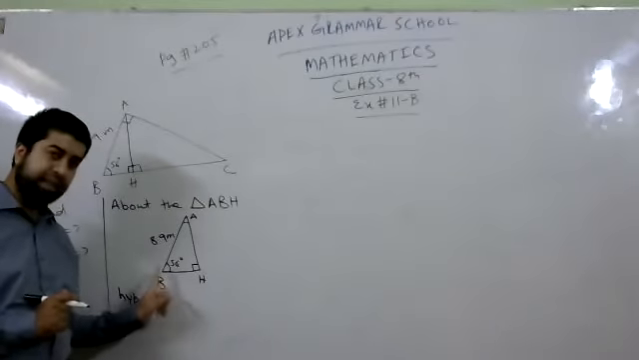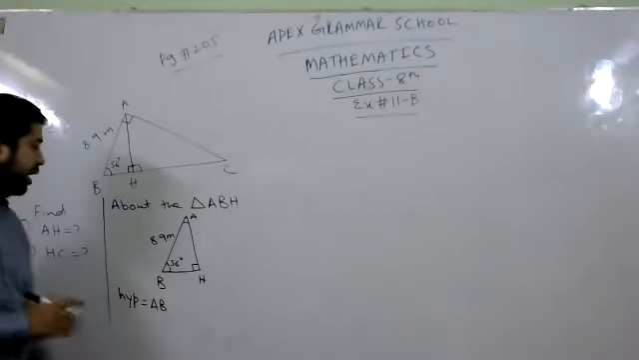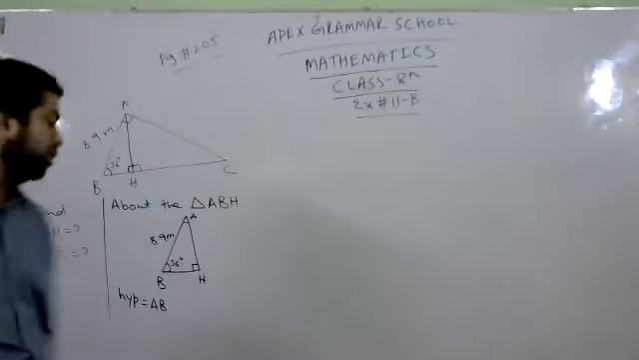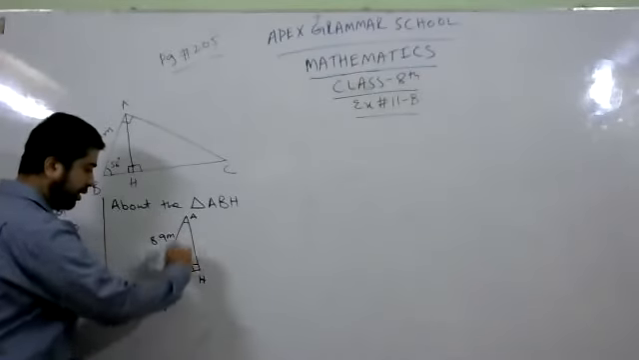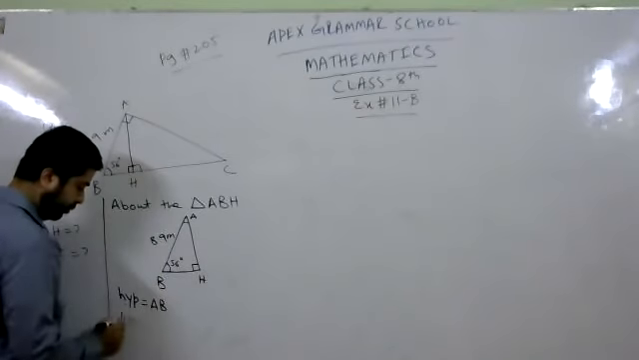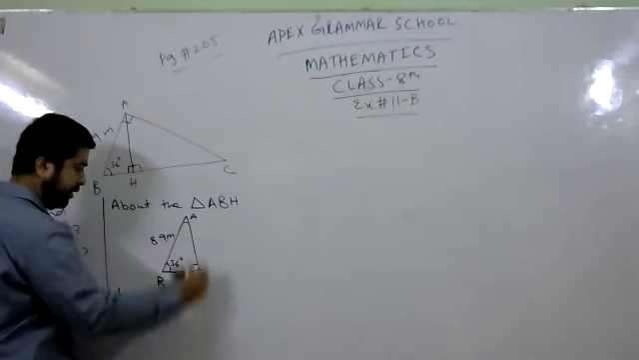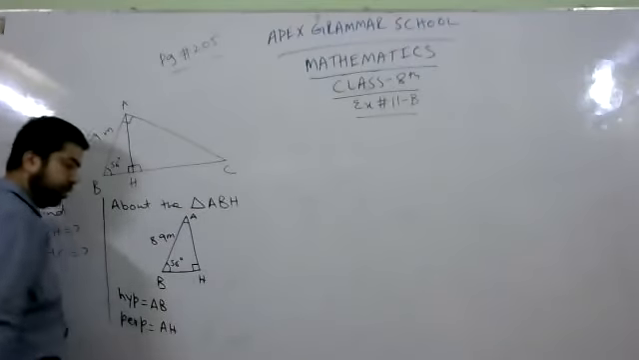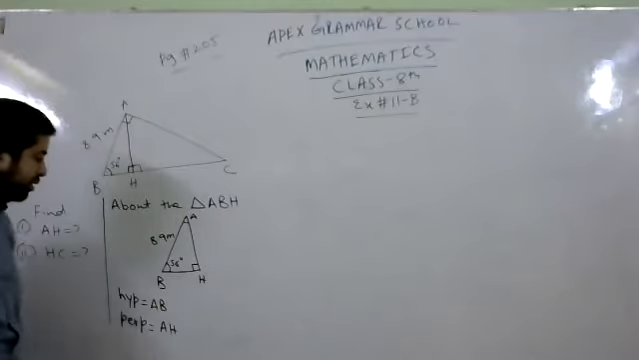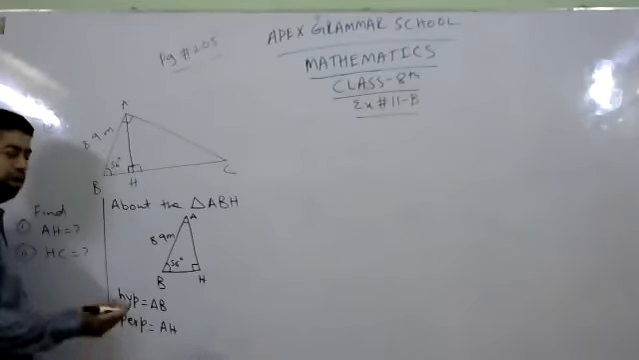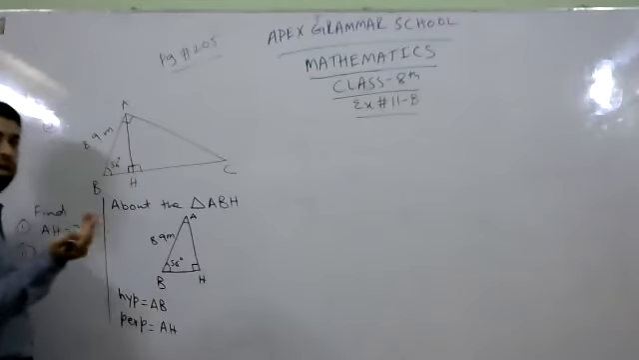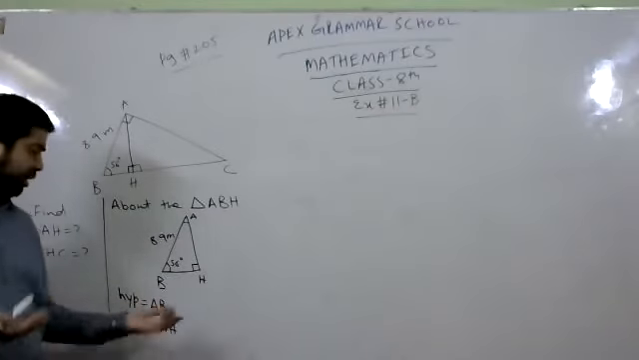We are going to consider this angle. Opposite to this basic angle, the side is called perpendicular. So opposite to this angle, this side is AH, and this is the perpendicular. The side which is adjacent to this angle, next to the 90 degree, is the base. So AB is hypotenuse, AH is perpendicular, and the last side is the base.